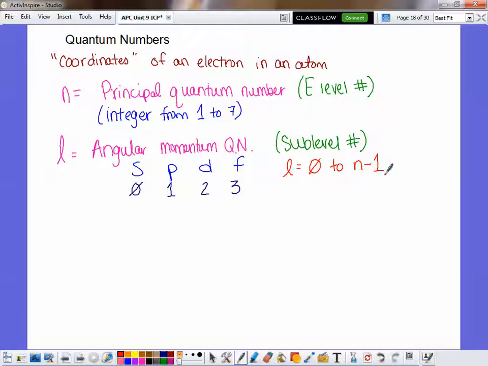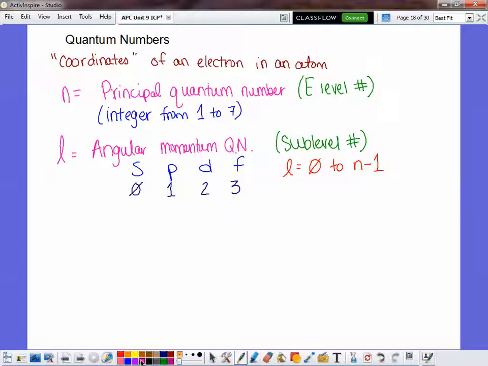So for example, in the second energy level, the only thing that L can be would be 0 or 1. And let's think about that. On the second energy level, there's only room for the S sublevel and the P sublevel. S is 0, P is 1. There's no D sublevel on the second energy level. On the third energy level, it's only S, P, and D. What's 3 minus 1? 2. The highest the sublevel number could be for energy level 3 is 2, which corresponds to the D sublevel.